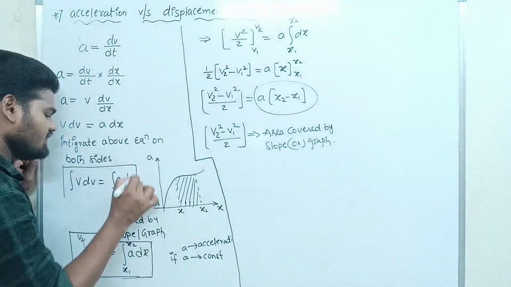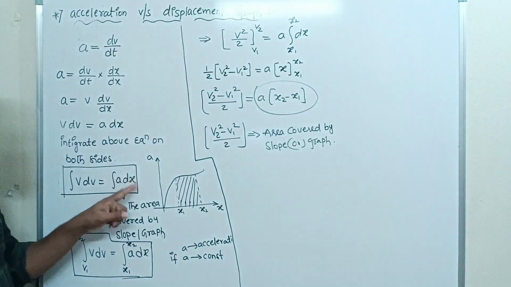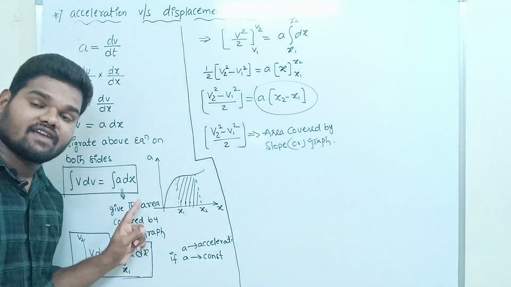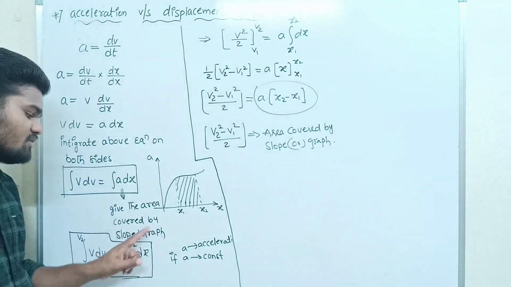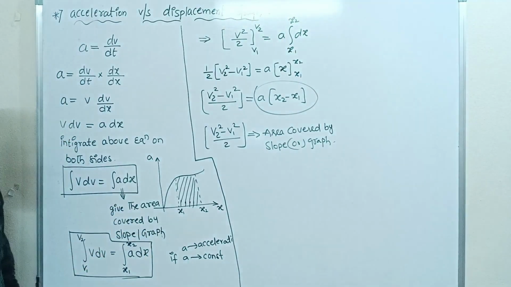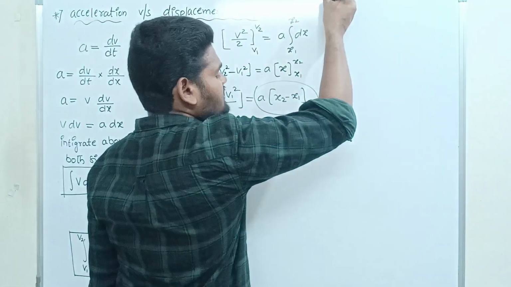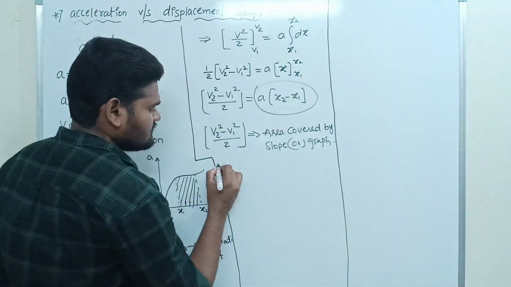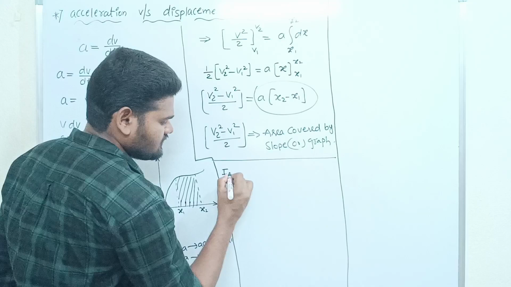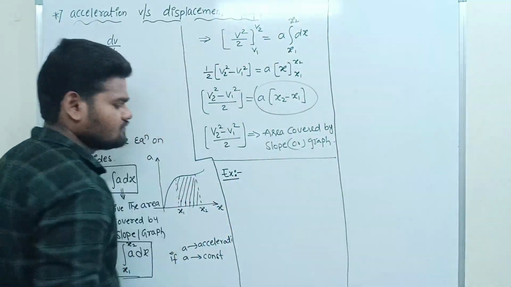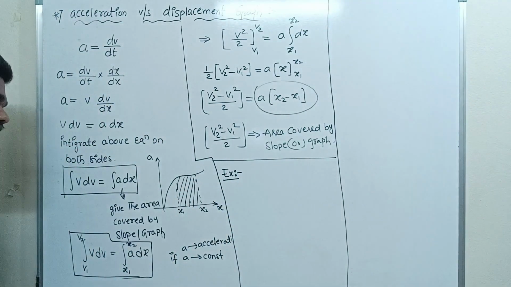So integration of v dv is equals to integration of a dx. What does the integration of a dx give? The area covered by the slope or graph. So let's solve an example question. Have a look. Example. Okay, so pause the video and write the notes. Till here write down. 3, 2, 1, go.